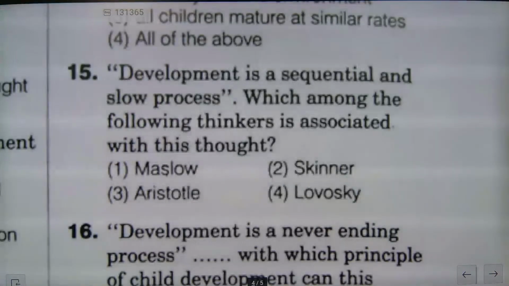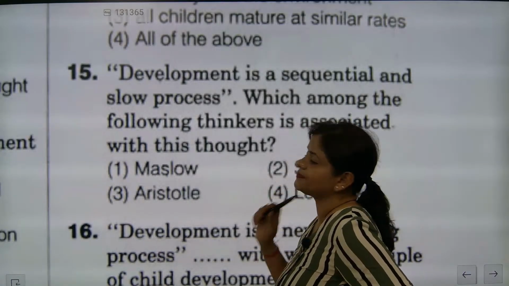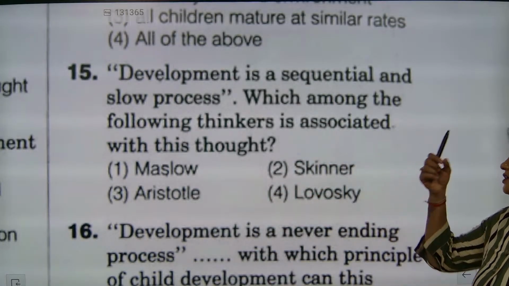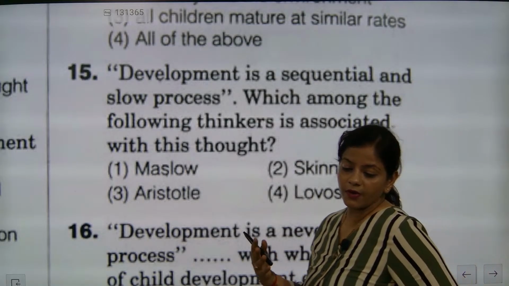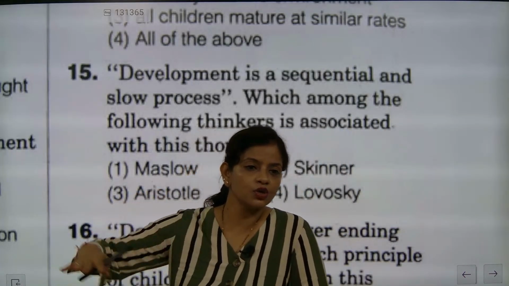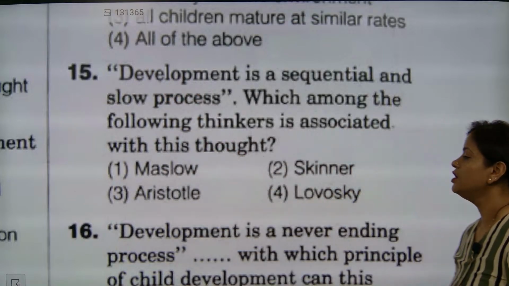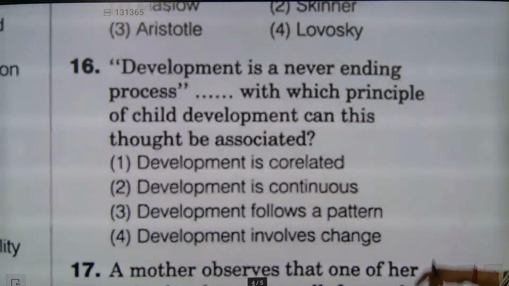So development is a sequential and slow process. Which among the following thinkers is associated with this thought? Skinner, because he explained this one. When we talk about development, it's a slow process, a slow and steady growth is going on. Now, development is a never ending process. This answer you give, because this is a unique question.